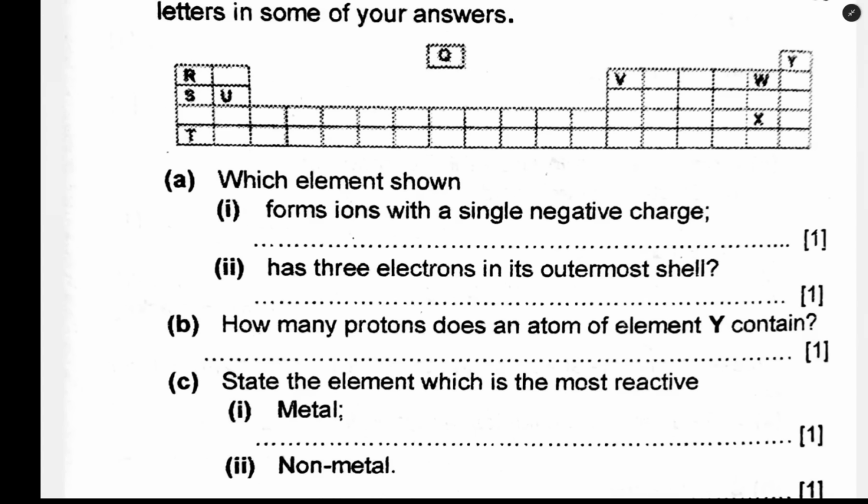negative charge. So the one that forms a negative charge, automatically you think of a non-metal. Then of course, if they tell you a single, which means just a negative 1, which means it gains 1 electron. Now, if it gains 1 electron, you know that in the outermost shell it has 7.